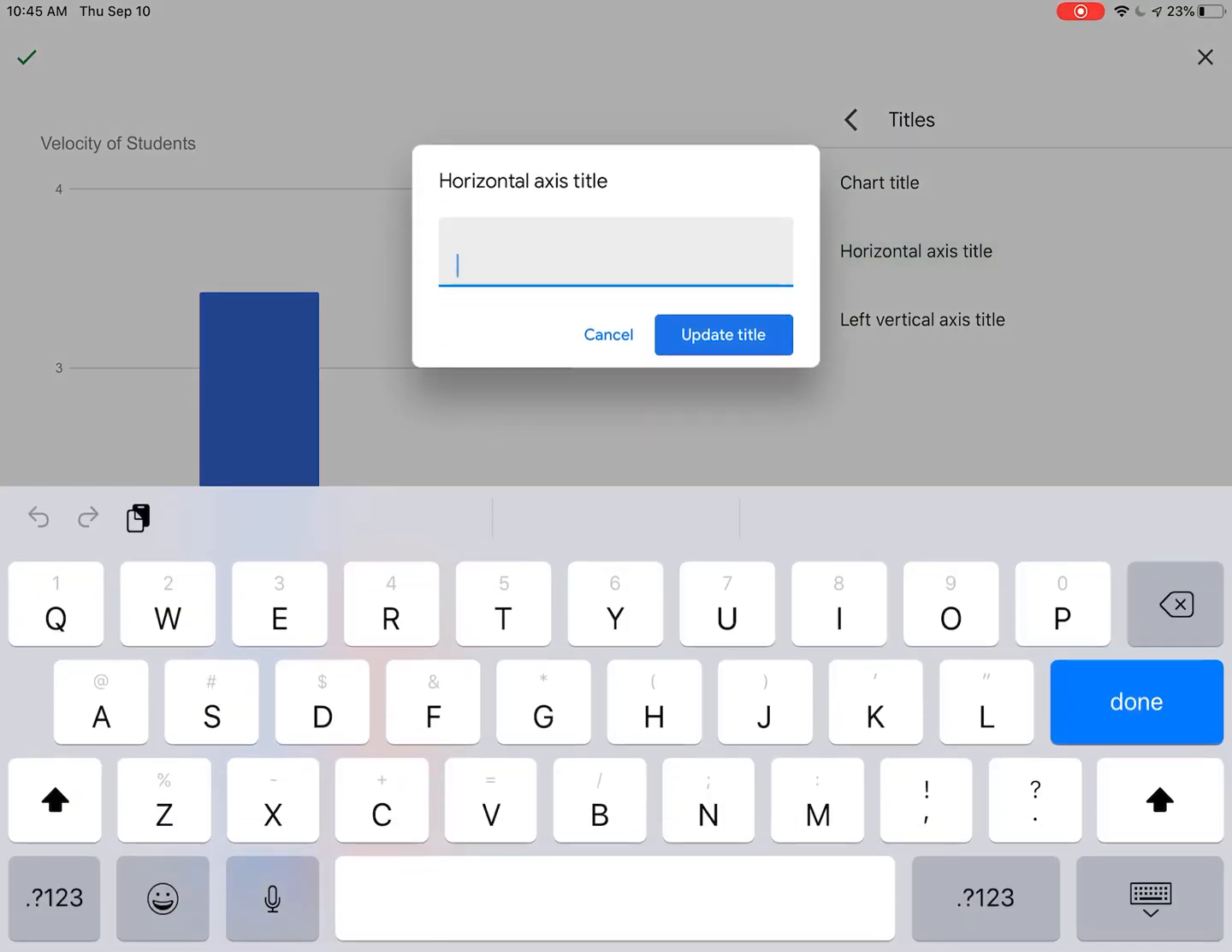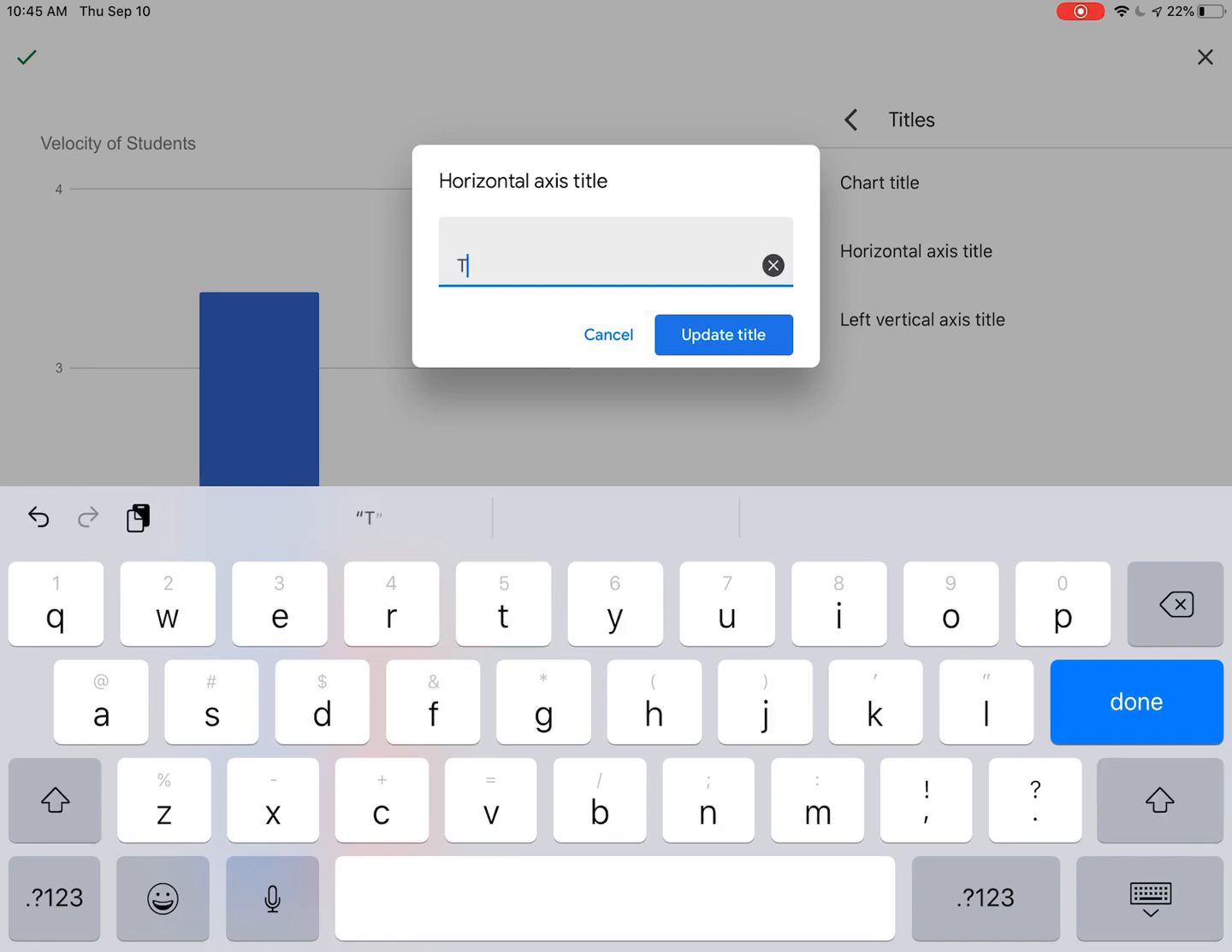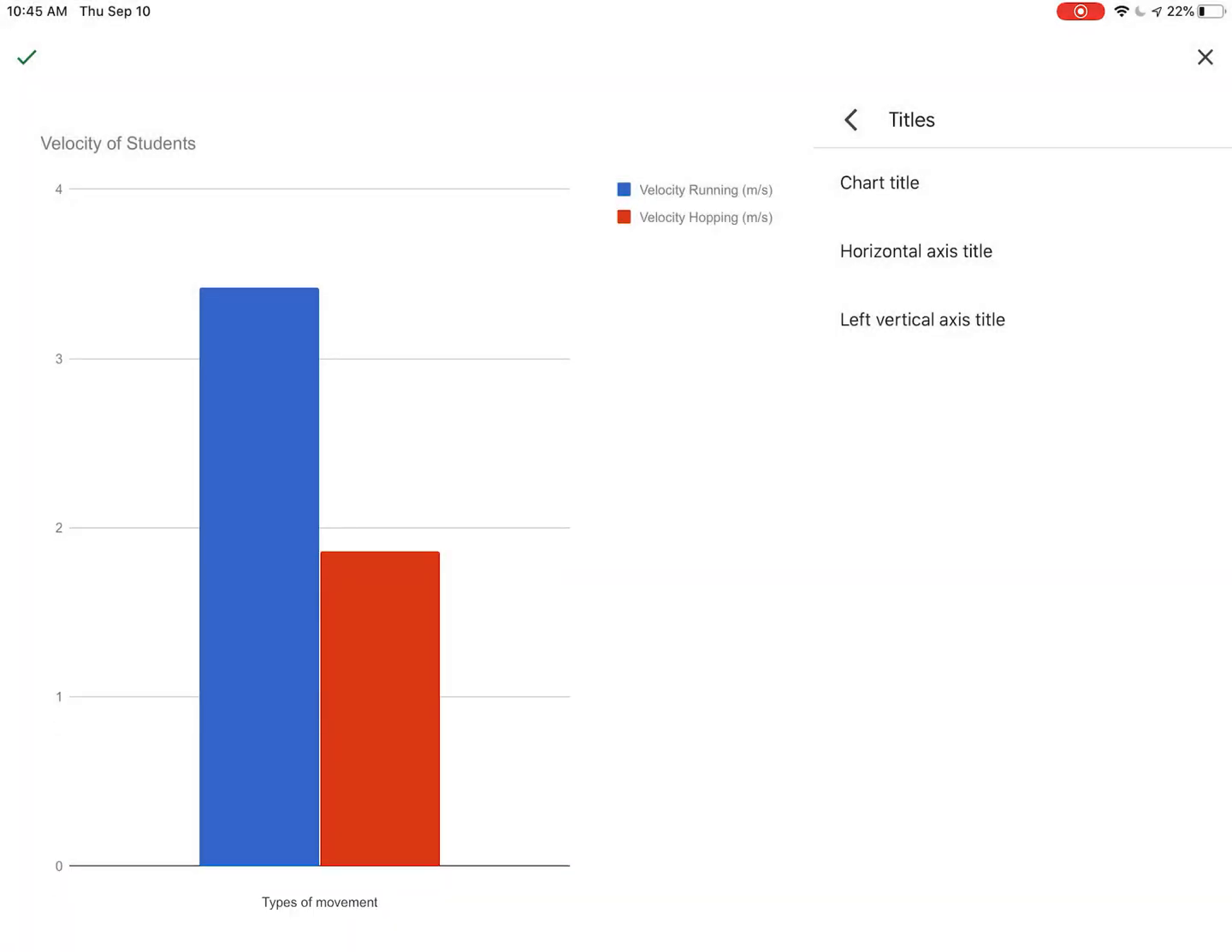For my horizontal axis title, remember horizontal is the one that goes in a line. That's going to be something that both of these bars represent. So I had one bar for running, one bar for hopping. Those are both types of movement. So let me put that in and update the title. And now you can see I have the type of movement on the horizontal axis label.